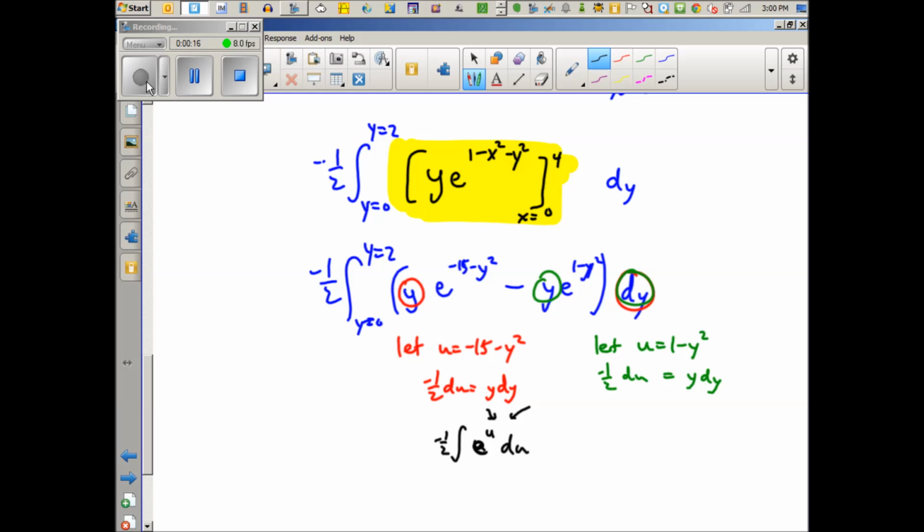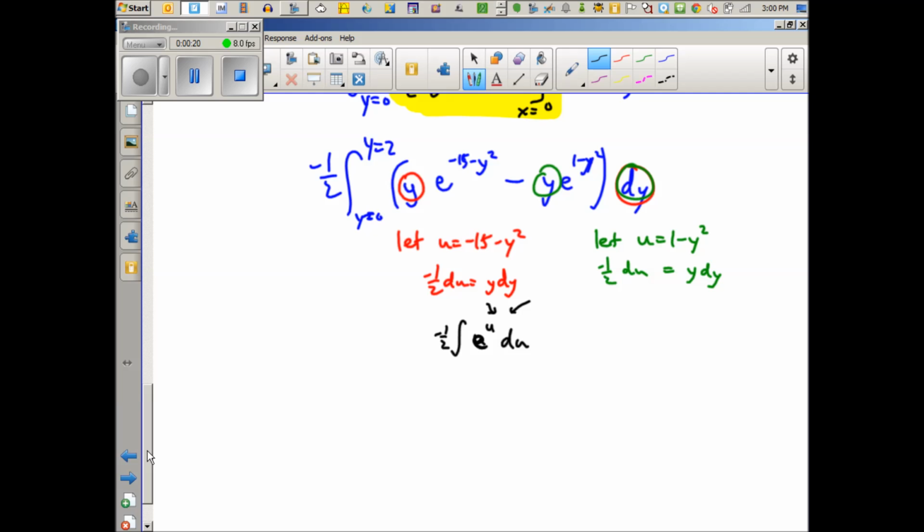So they're both going to integrate to e to the u. As for that negative half, I can just bring that out to the front. So this negative half and this negative half will make a 1/4. I'm trying to save a little time here. The first one integrates to e to the negative 15 minus y squared. The second one integrates to e to the 1 minus y squared. And then we still have to plug in y equals 0 and y equals 2, as you know.